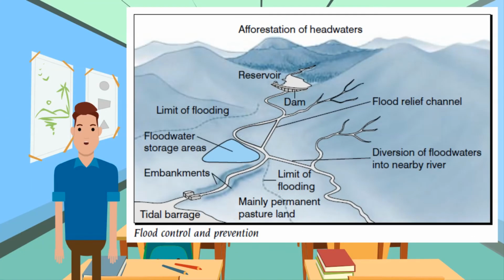Lastly, let's look at human activities. The most effective management of rivers is by a whole basin approach. In addition to flood control measures, irrigation and navigation can be improved. Dams and reservoirs can be used to generate hydroelectricity, as well as providing opportunities for recreation and leisure.